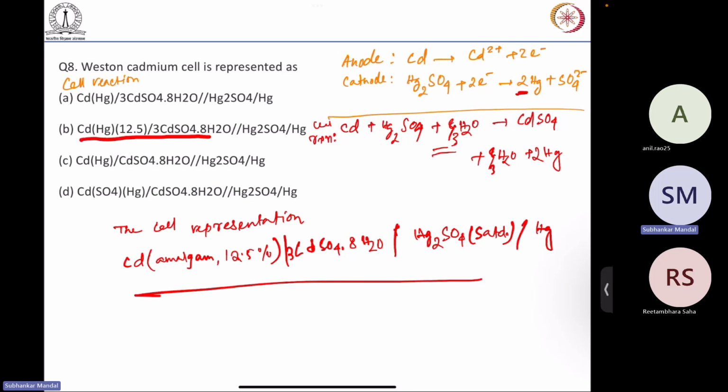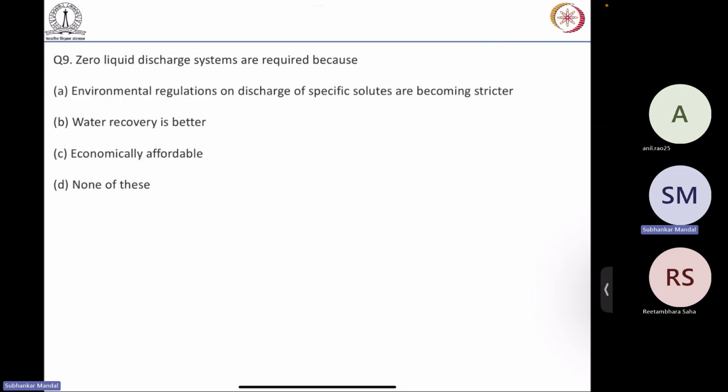Here you can see this is the cell representation. So it is cadmium Hg, it is written. So basically cadmium amalgam it is representing. Okay. So that means the answer will be B. Okay, so you can go to the next question.